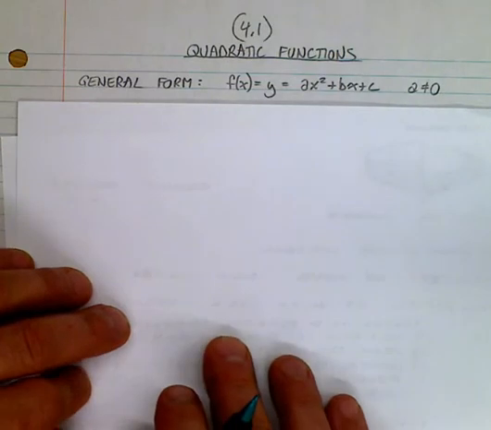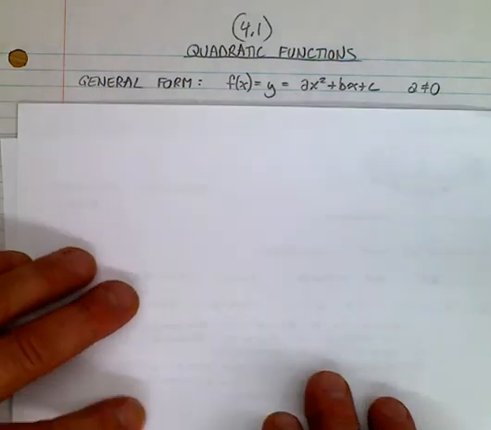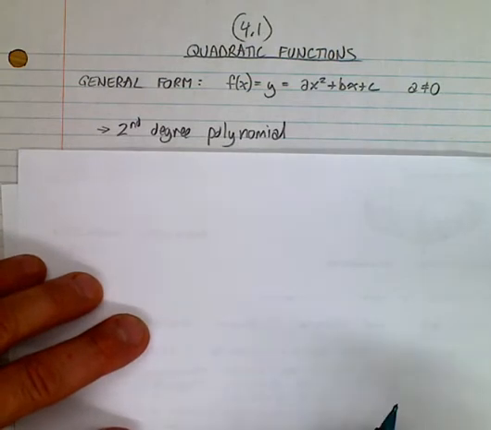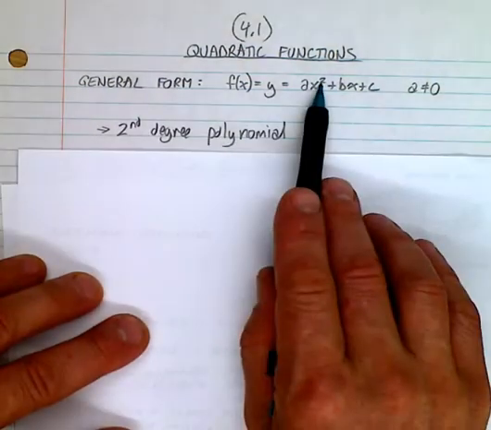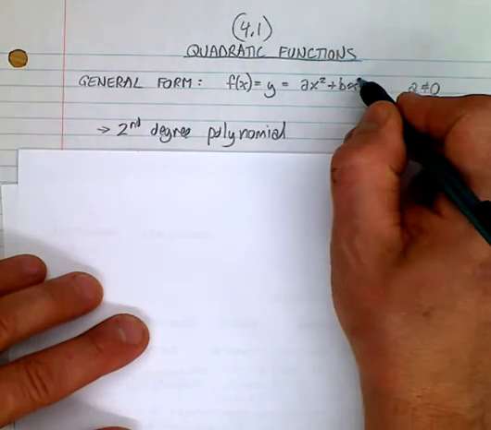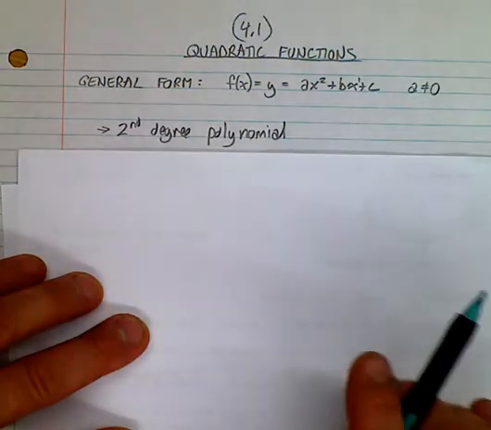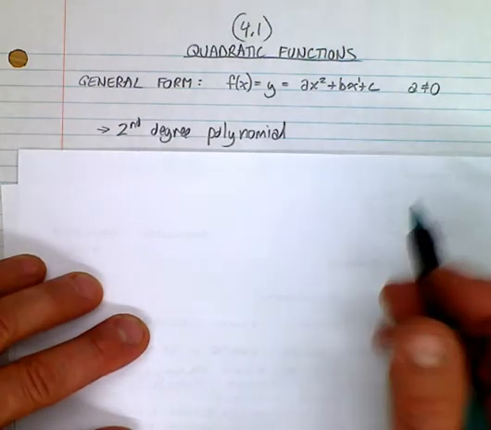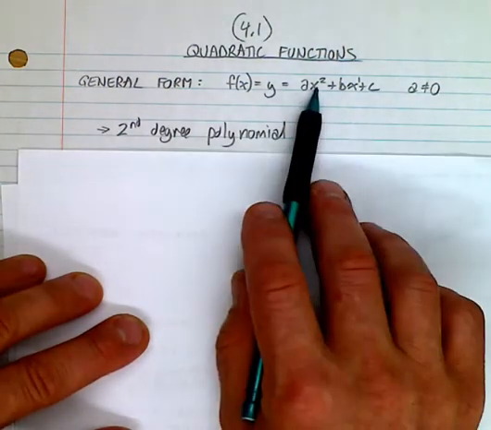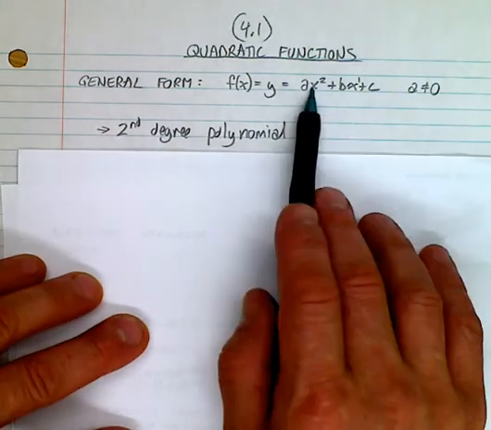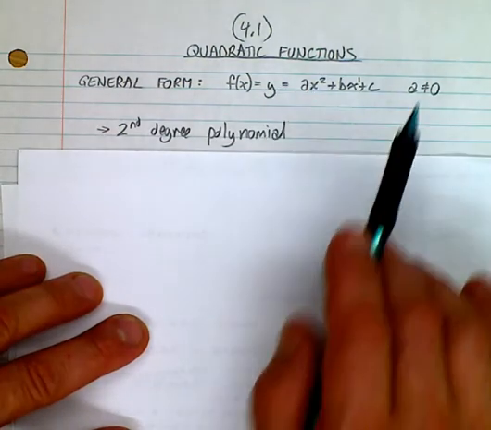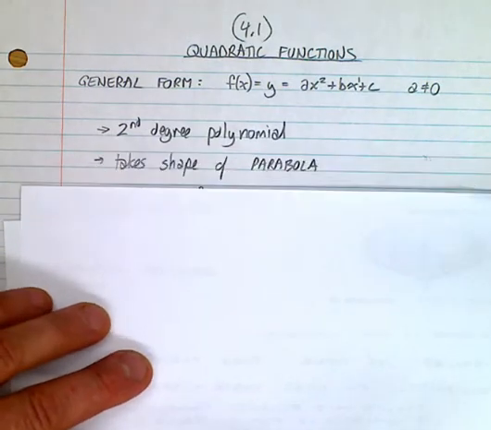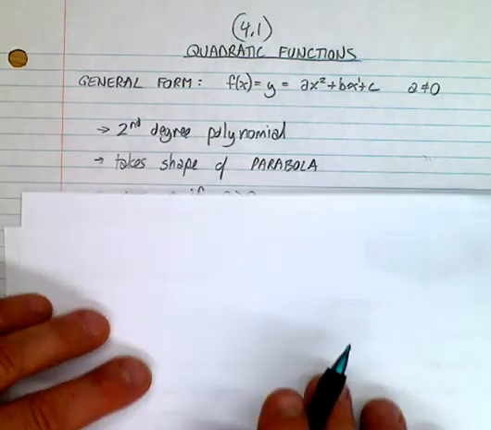Okay. A couple points about a quadratic function. First of all, it is what we call a second degree polynomial, meaning that the exponent here is a 2. This has an exponent of 1, and all the variables have exponents that are positive integers. There are third degree polynomials too, so it'd be x cubed, x squared, x. So this is a second degree polynomial function. It also takes the shape of what we call a parabola.